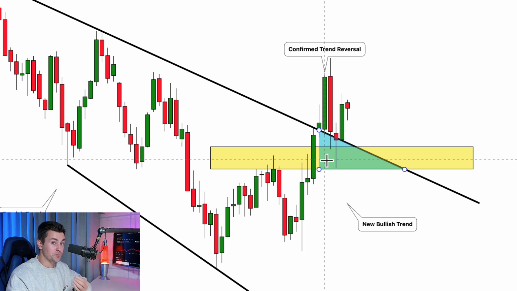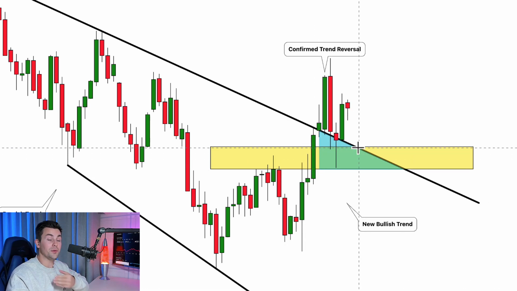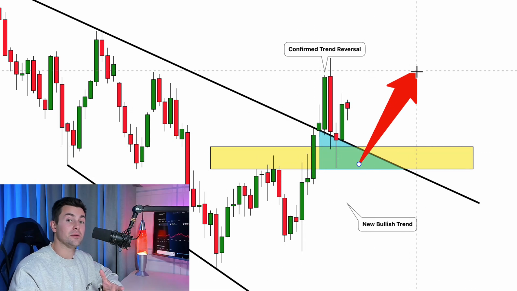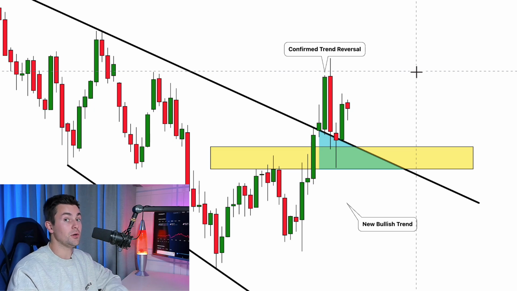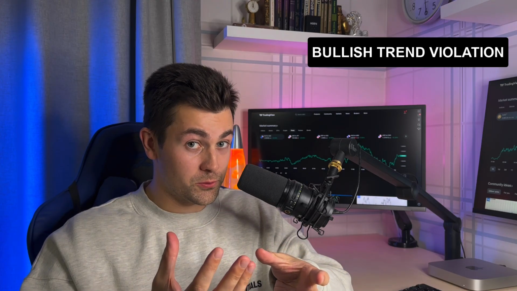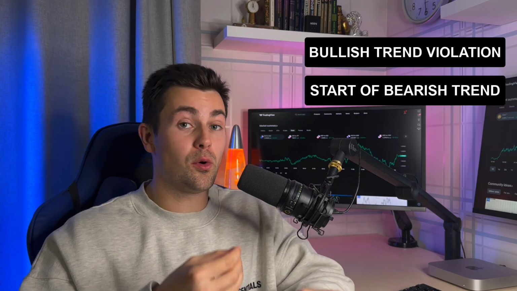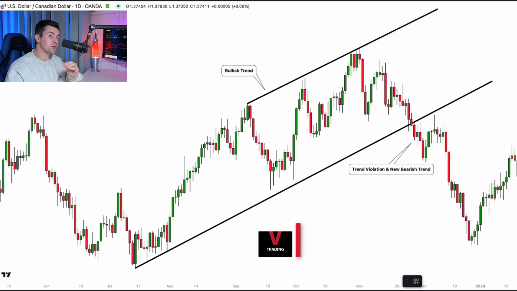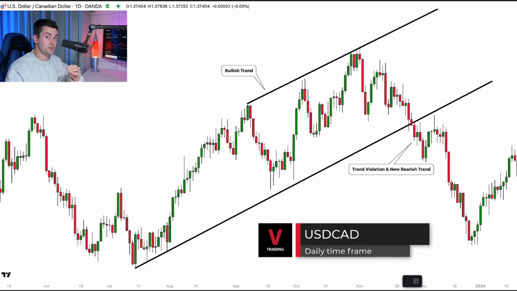That is the perfect area from where we can open a swing long trade and anticipate growth and bullish continuation. Alternatively, it can be a bullish trend violation and the initiation of a new bearish trend. Now let's study the price action on a dollar CAD pair on a daily.